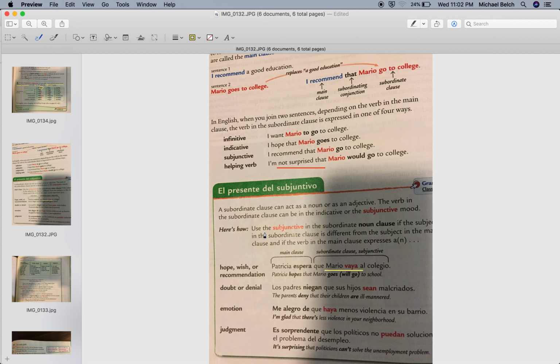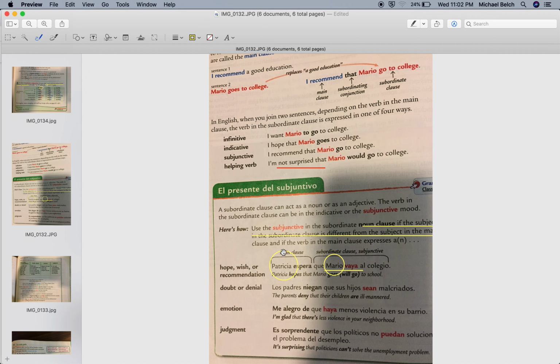Importantly, remember this part here. In the subordinate noun clause, if the subject in the subordinate clause is different than the subject in the main clause. Okay? So here, the subject is Patricia. Over here, it is Mario. So we have subject change, and then we have these 4 scenarios that will trigger the subjunctive.